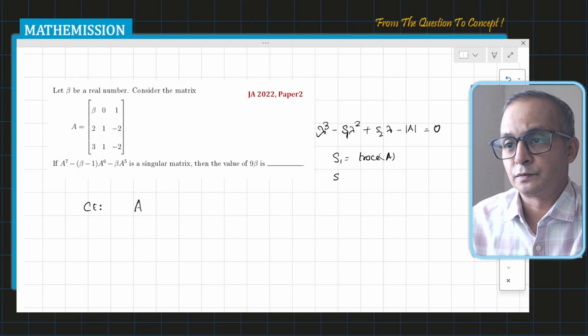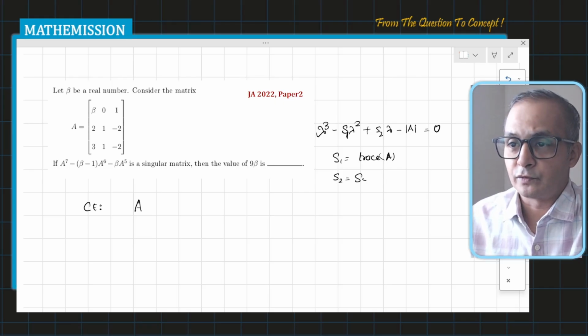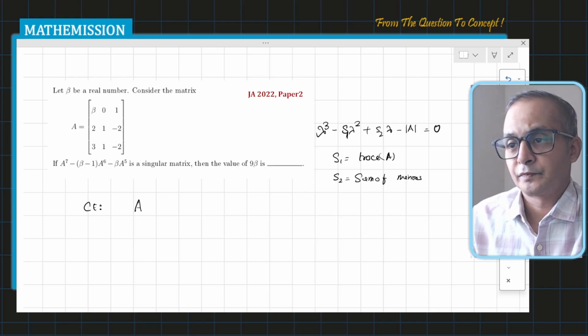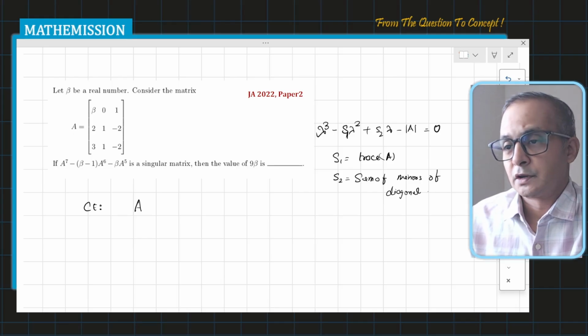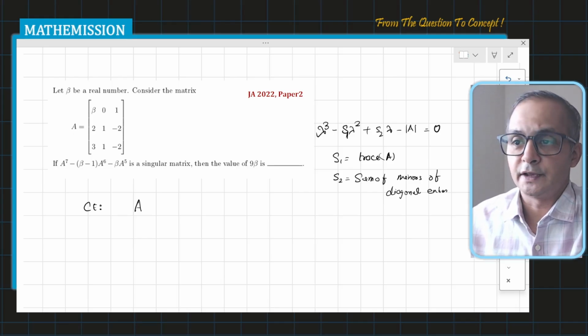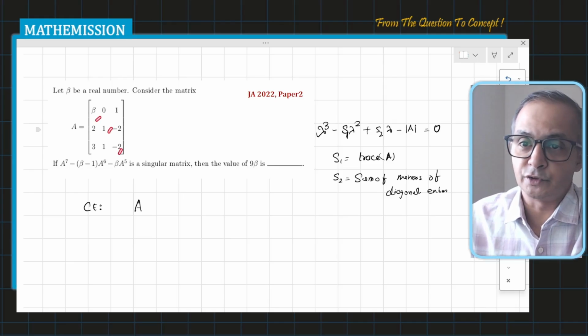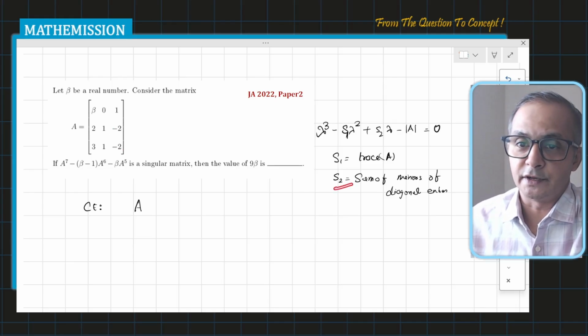and S2 is the sum of minors of diagonal entries. So what do we do here? We find the sum of the minors of each of the diagonal entries, which we see as beta, 1 and negative 2, and find the sum. That will give you S2.